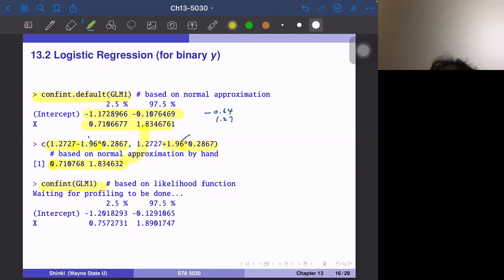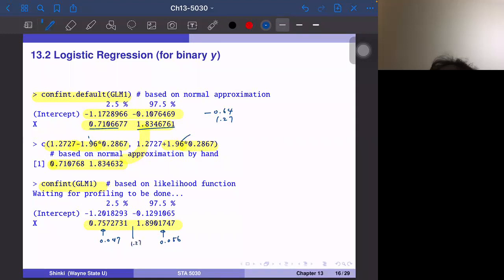The confidence interval based on the likelihood function is given here. It's not symmetric around the center. You can see that this value is 0.047 larger, and this is 0.056 larger. If we compare those numbers with these numbers, both are larger, but by different amounts. So it's not symmetric around the center of 1.2727.